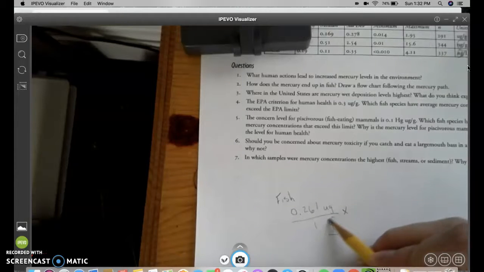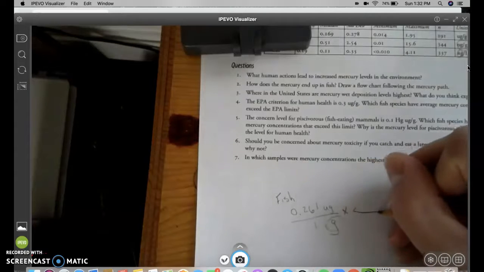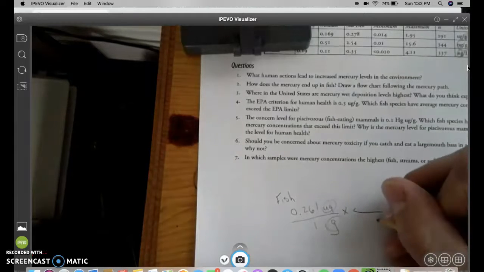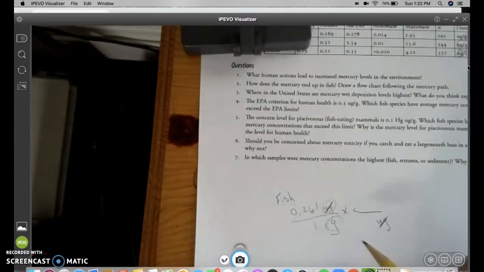Your grams you already have. You're trying to get to nanograms. So what you have to do is figure out how many nanograms are in a microgram, right? And since your micrograms are on the top, you have to put the micrograms on the bottom on this side. Okay? That way, when you finish the conversion, you can just cancel out your units. Right? And I'll show you that again at the end.